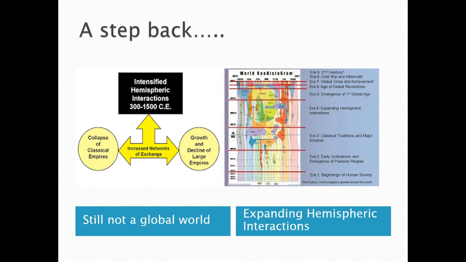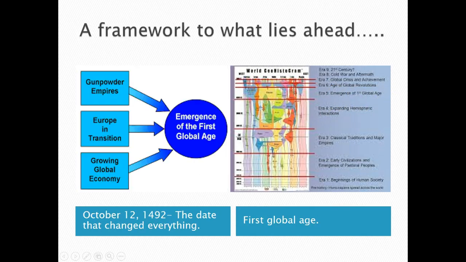There's a lot of people, and that's because of this increased mixing. And hopefully you got that basic understanding of that as we move forward. So moving forward, here's our new framework. Now, there are three big things we're going to be learning about: the gunpowder empires, Europe that's transitioning, and a growing global economy.